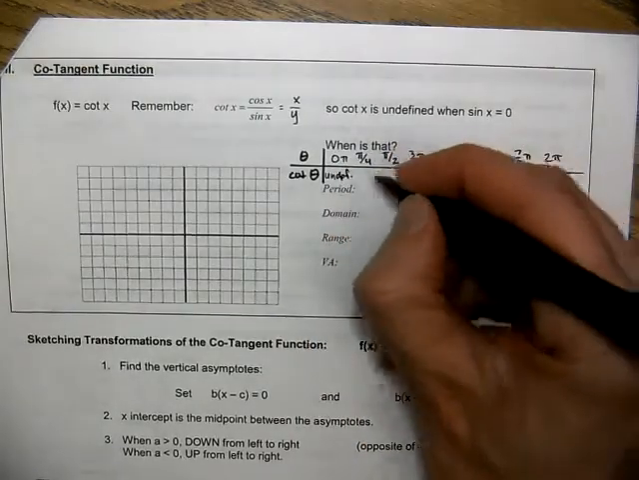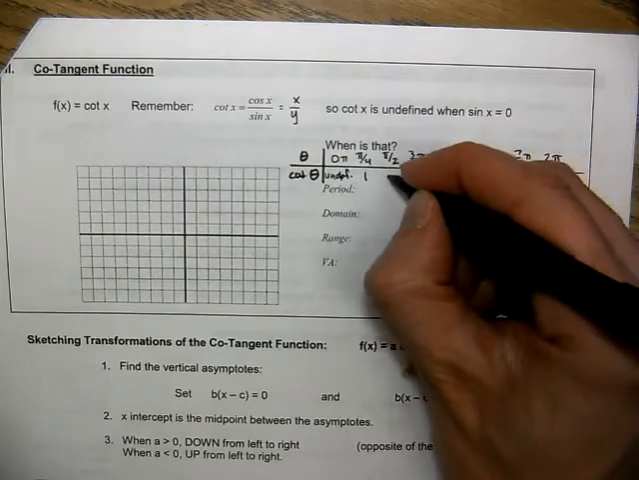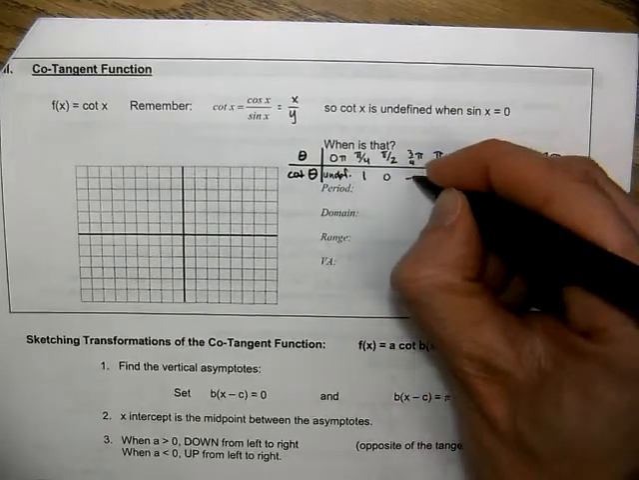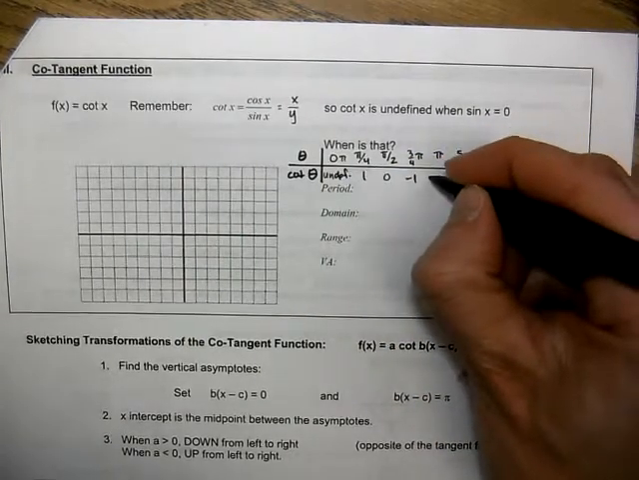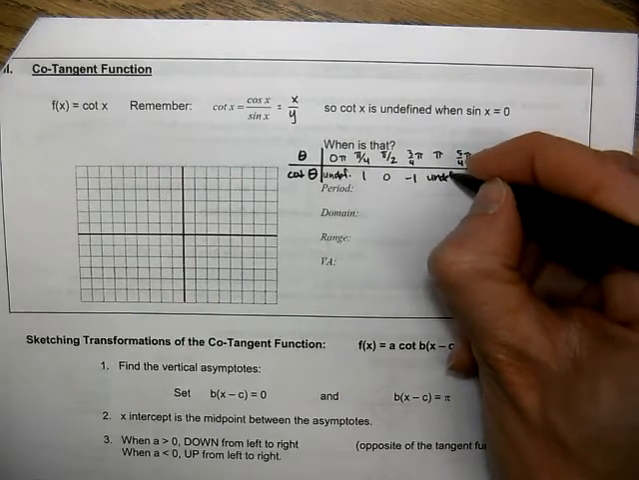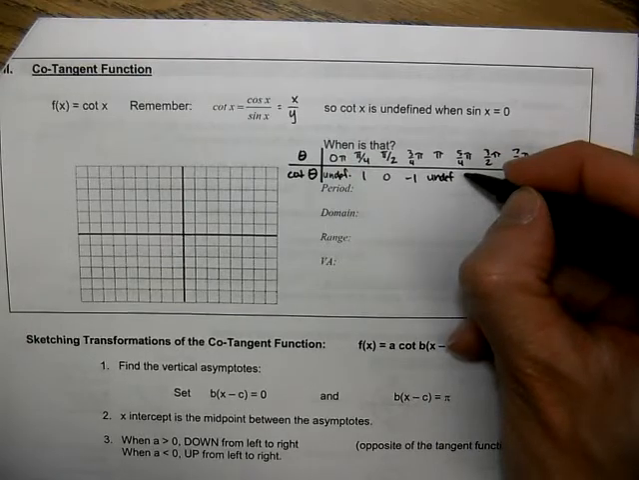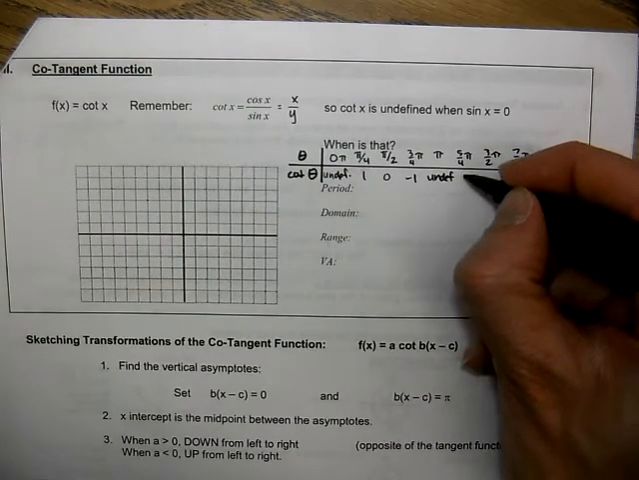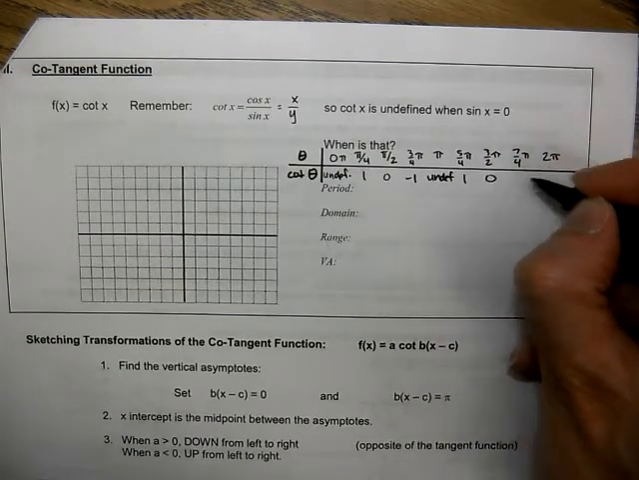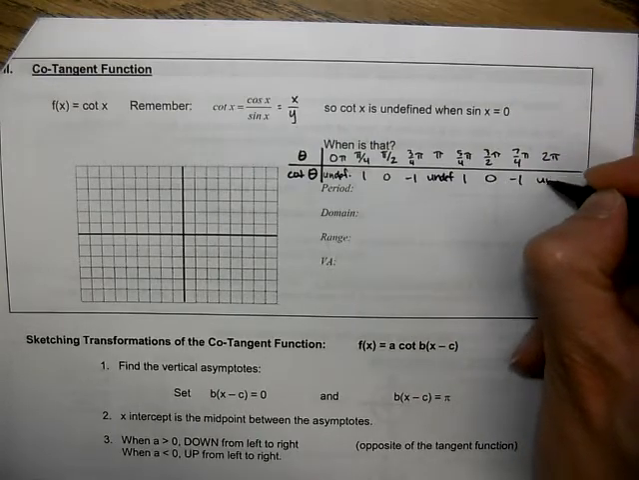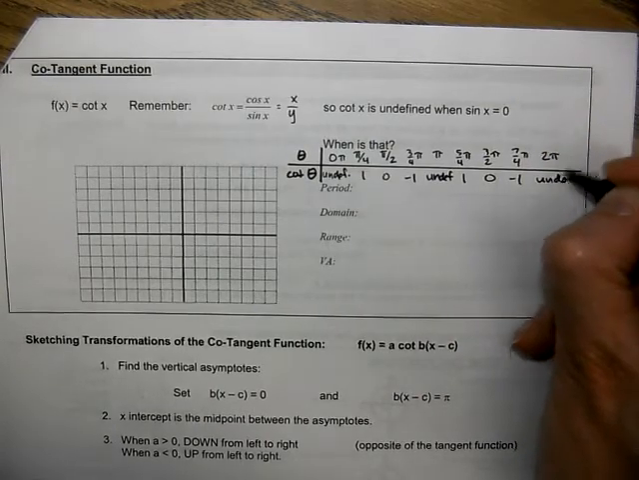At pi over 4, we get 1. At pi over 2, we get 0. At 3/4 pi, we get -1. At 1 pi, we get undefined. Again, our y-coordinate is 0 at this place. 5/4 pi, we have +1, and then a 0, and then a -1, and another undefined occurring here at 2 pi radians.